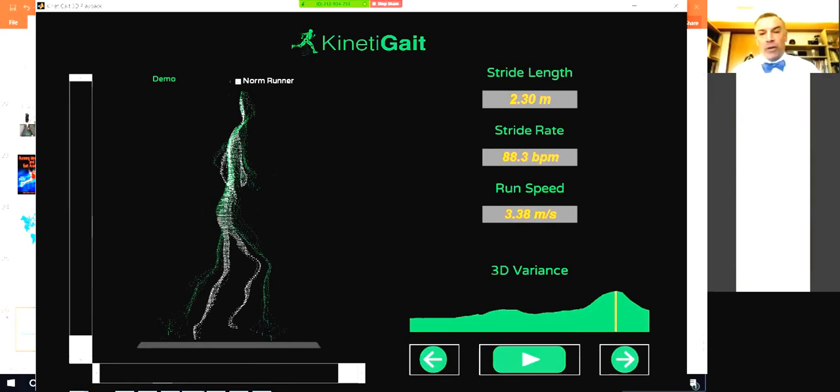So this is 2.3 meters, and in fact, the typical stride length for a male recreational runner is 1.9 meters. So they're overstriding by 40 centimeters. However, their stride rate is bang on. 88 beats per minute, or 176 strides per minute, if you put that in more conventional terms. 176 is exactly the average for a male recreational runner as well. So they're overstriding, and that's relatively easy to fix.